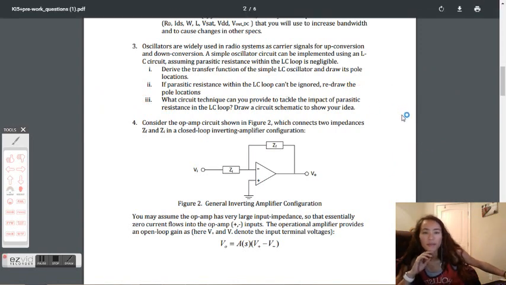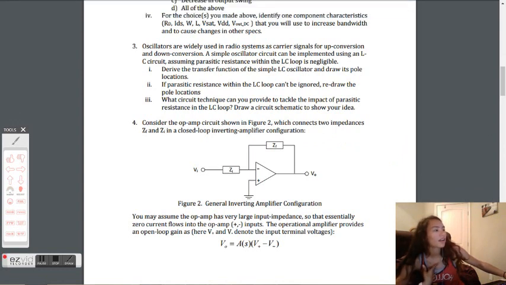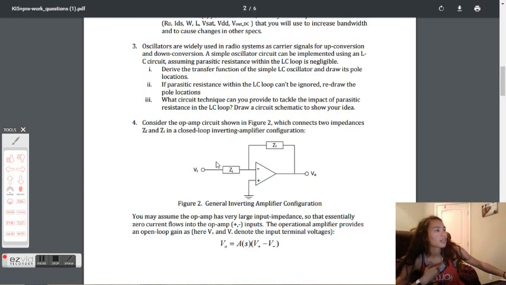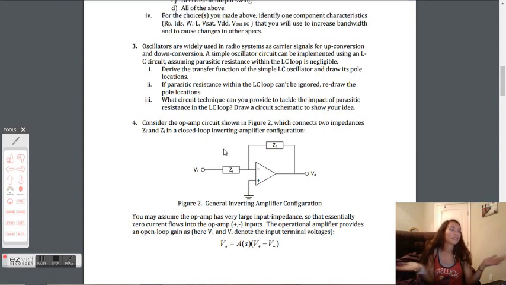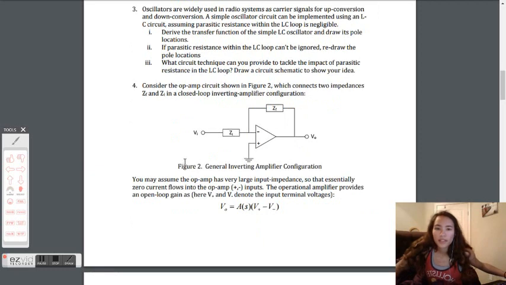And then what circuit technique can you provide to tackle the impact of a parasitic resistance in the LC loop? So we basically just did a simple block diagram, which would just give us an L and an R and then a C, and that would be basically the entire thing.